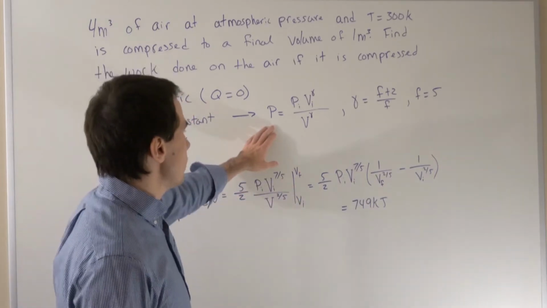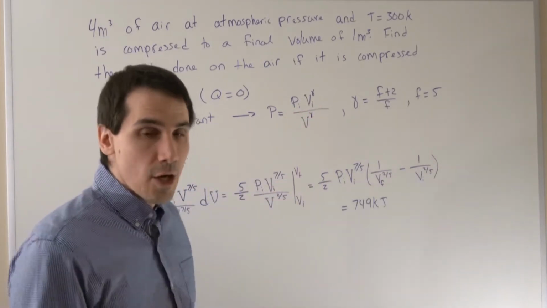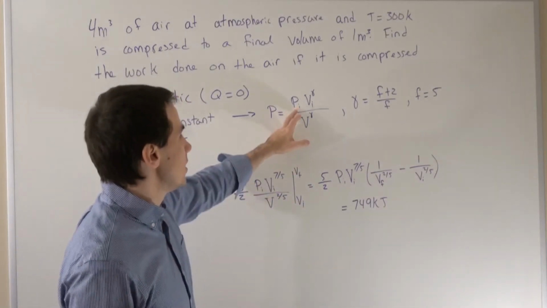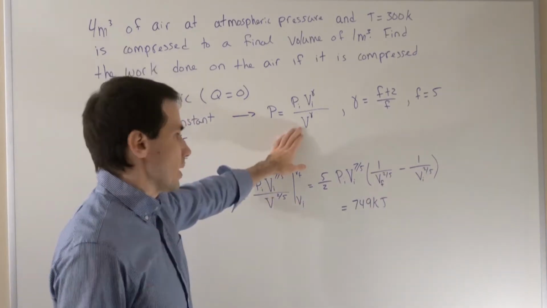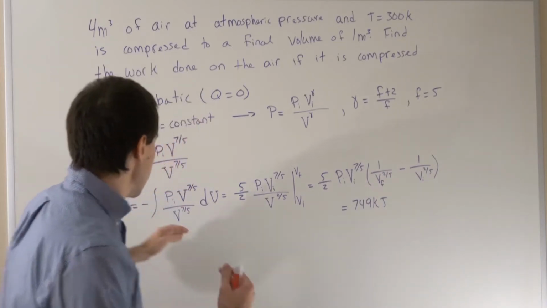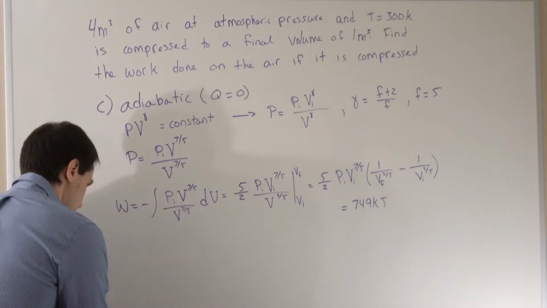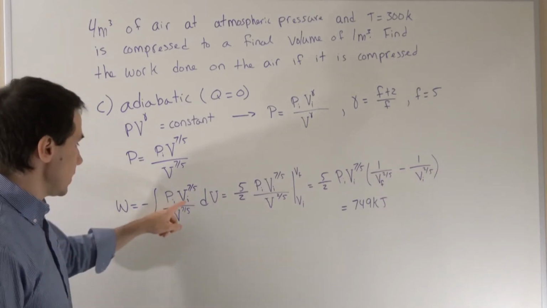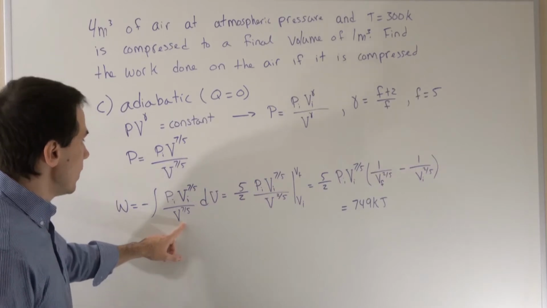And what we can do is, because this PV to the gamma is a constant, we can say PV to the gamma at any given moment must be equal to the initial pressure times V initial raised to the gamma. And then we just solve for pressure and we get this here. And this is perfect to plug into our work expression because it has two constants, P initial and V initial, and then our variable that we're integrating over only.